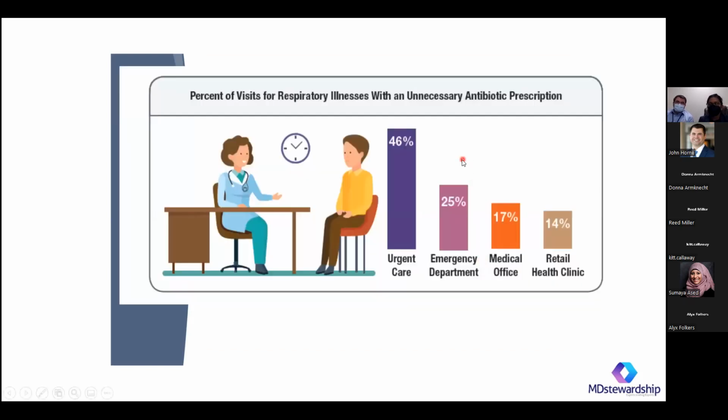And then percent of visits for respiratory illnesses with an unnecessary antibiotic prescription. So when they look at unnecessary antibiotic prescriptions, there are some conditions that get a lot more antibiotics unnecessarily than others. And one of those is respiratory illnesses. So you have upper respiratory illnesses like sinus infections or colds, which is a big one. And so when you see people, it's sometimes kind of difficult, even if you think it's a viral infection, sometimes clinicians feel like they need to give an antibiotic.